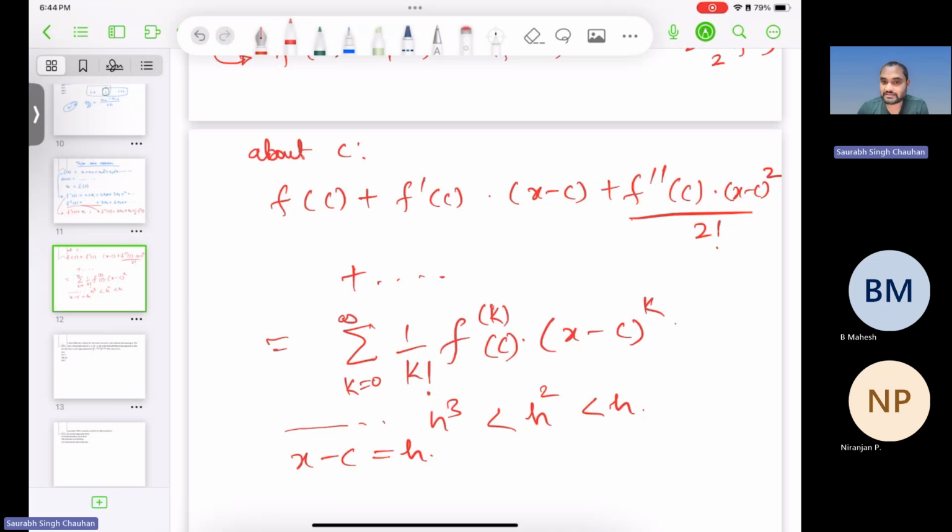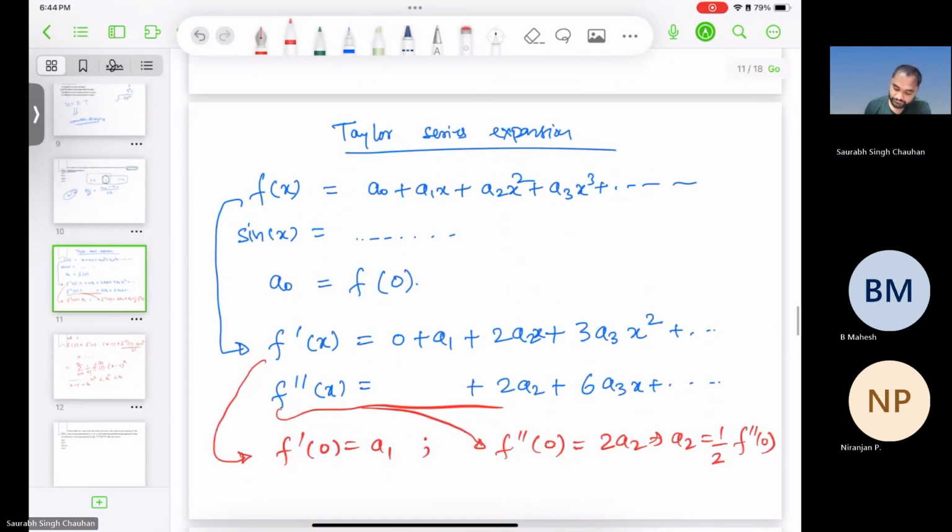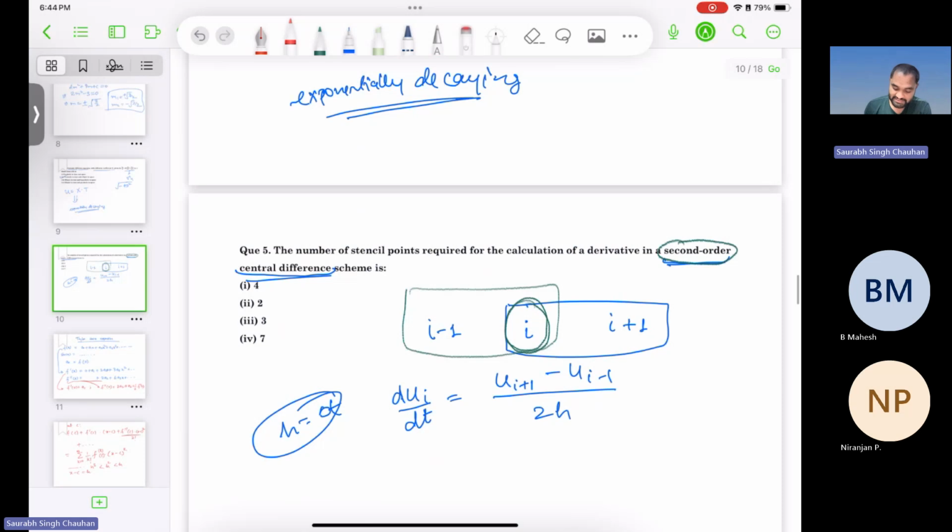Up to which degree we are taking, that is the order of our scheme. In this central difference scheme, we say second order central difference scheme. This means it is accurate up to second order. So we are truncating starting from h cube, and h square we are taking in the derivative.